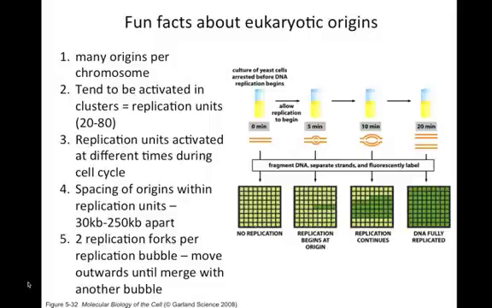Spacing of origins within replication units: these origins might be anywhere from 30 kb to 250 kb, so 1,000 bases apart. And there are 2 replication forks per replication bubble, and they move outwards until they merge with another bubble. Here you have the small replication bubble, and it gets larger, and eventually they're going to meet multiple replication bubbles, and then you have your whole chromosome replicated. Any questions? Does this seem like it's a big repeat from 309, or is it new? Okay, no one's saying anything.